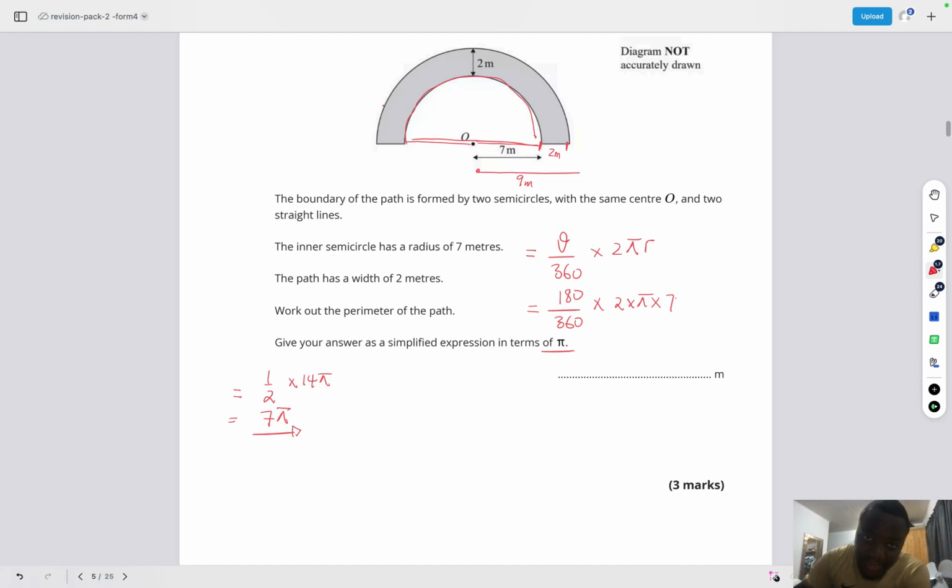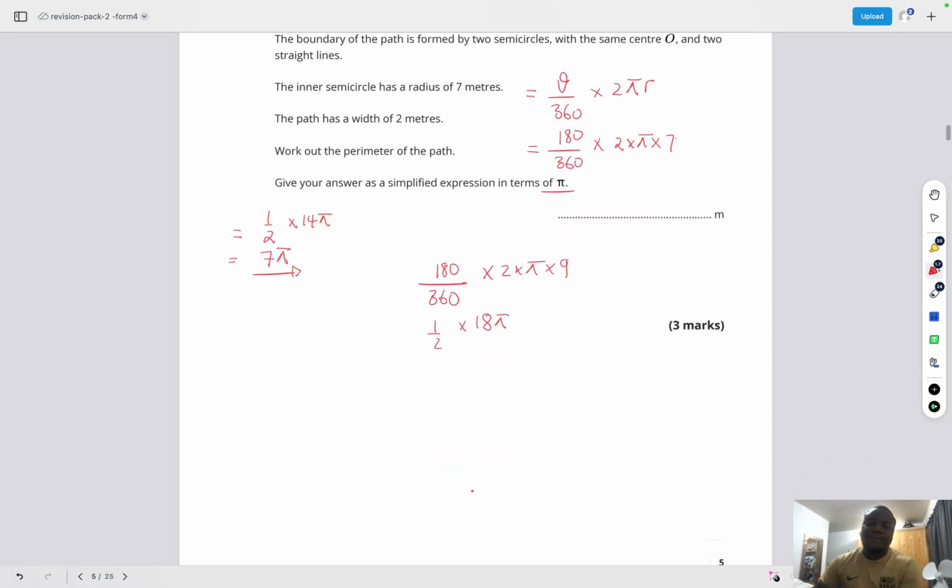Now we need to do the same for the bigger arc, the one moving around there. For the bigger arc, from the center to the first radius is 7, then there's an added 2 meters there. So we are going to do 180 over 360 times 2 times pi times 9. Again we must remember that 180 over 360 is half, then 2 times 9 is 18 pi, then half of 18 is 9.